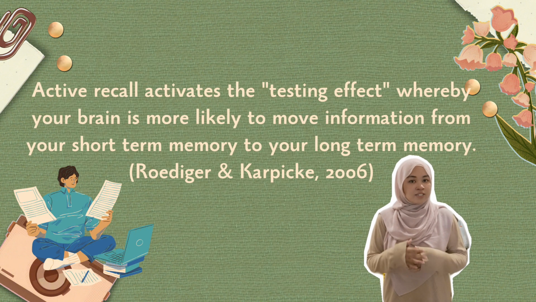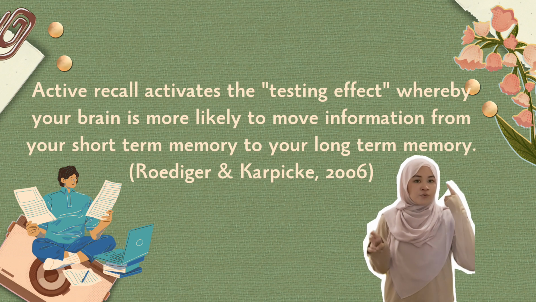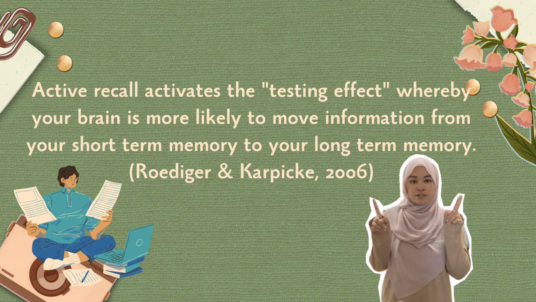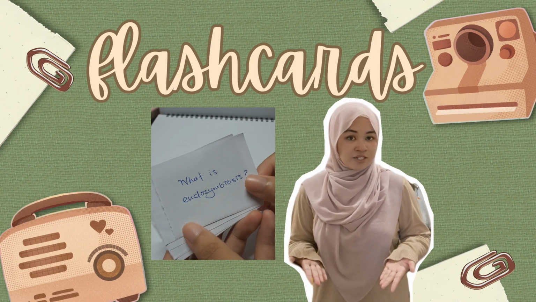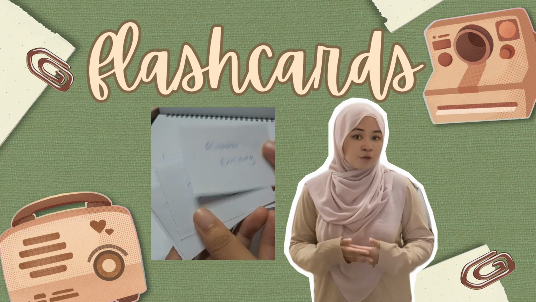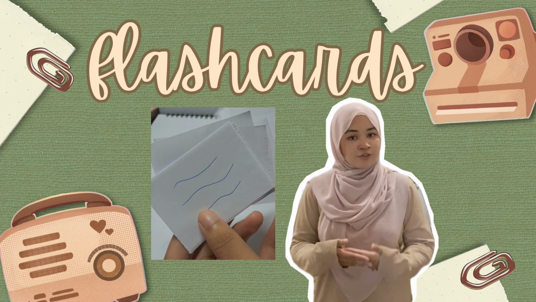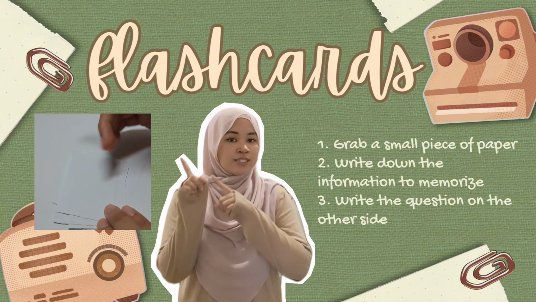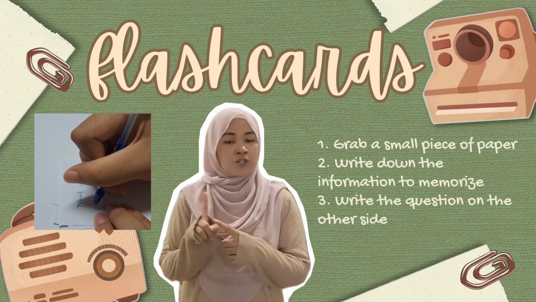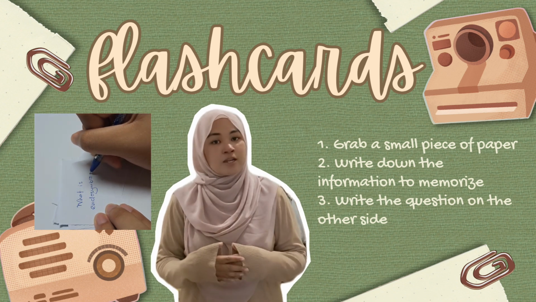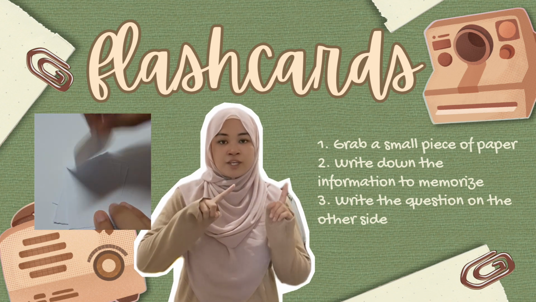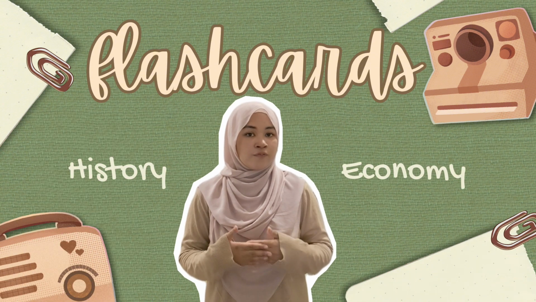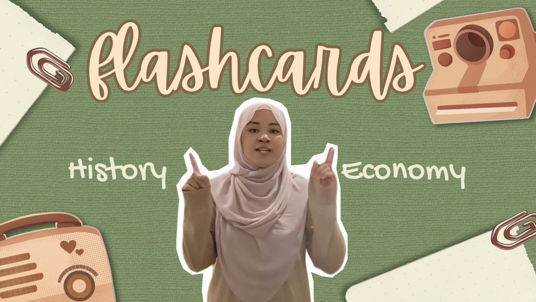Active recall activates the testing effect, where your brain is more likely to move information from short-term memory to long-term memory. Have you tried studying using flashcards? Flashcards are one of the most powerful methods of active recall that you could find. Basically, grab yourself a preferably small piece of paper and on one side write down the information or the diagram you want to memorize. Next, write the question of the information that you have written on the other side of the paper. This works best for fact-based subjects like history and economy.